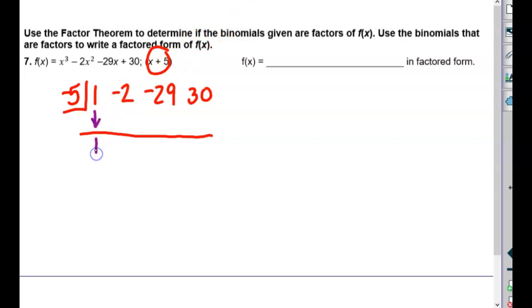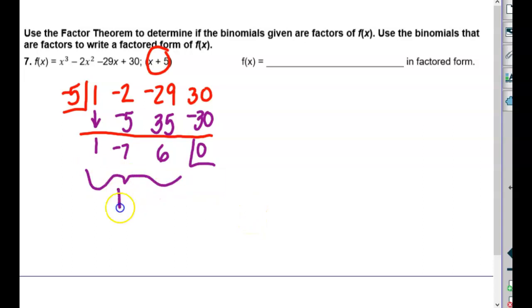Bring down, multiply. Somebody tell me what to write here. -5, add and I get, multiply and I get, add and I get 6, multiply. Okay, they told us it was a factor at the beginning in the directions, so it better be 0 or we did something wrong. Okay, this is again called the depressed polynomial.